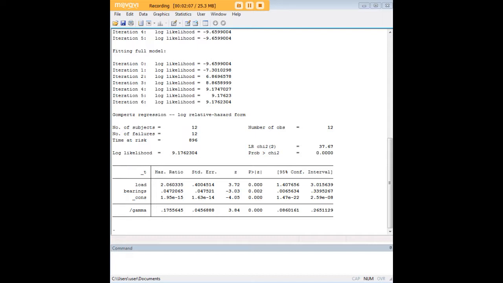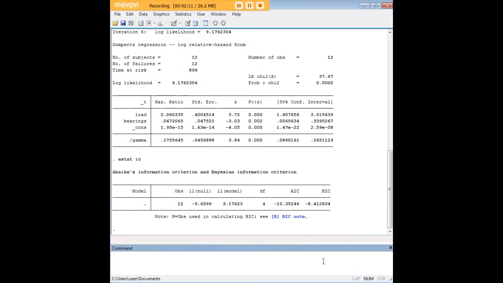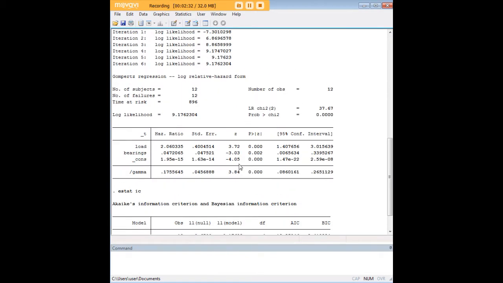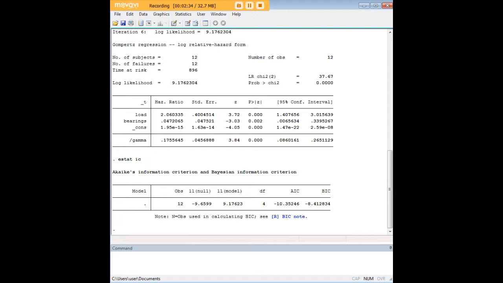So we can do a couple of things after we fit the model. We can go ahead and do an Akaike information criterion fit here and get that value. By the way, if we did a Weibull regression version of the same data, we would get a higher Akaike information criterion. So actually, Gompertz regression is an excellent model for these data, even better than a Weibull regression.